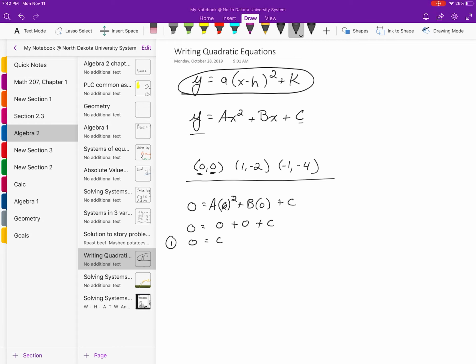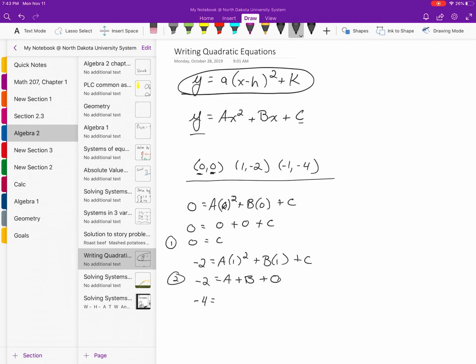Let's do it now for the second point, (1, -2). We have -2 for our y value when x is 1. So a times 1 squared plus b times 1 plus c. We already have c is 0, so I'm getting a plus b equals -2, and I'm going to call that equation 2.